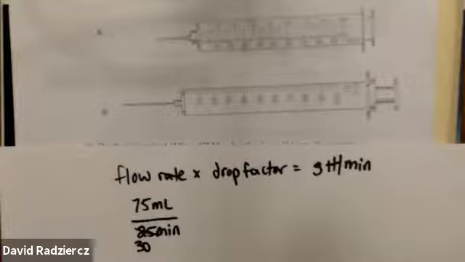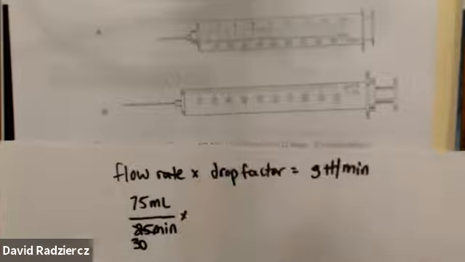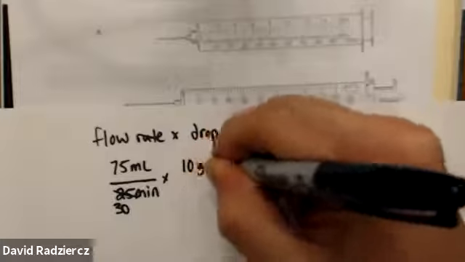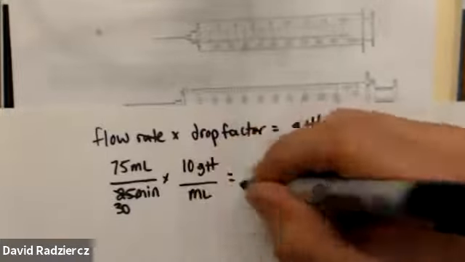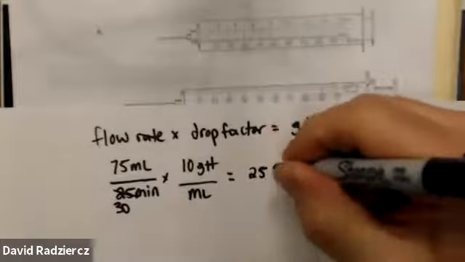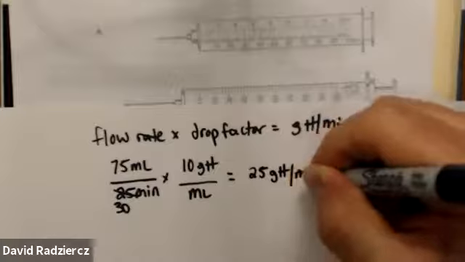Now, do I want to convert minutes to hours in this question? No, I don't, because I want to find out drops per minute. I don't want to convert minutes to hours because then all I'm going to have to do is go back to minutes. My drop factor is given. It's 10. And I answer the question. So 75 times 10 is 750, divided by 30, and I get 25 drops per minute.